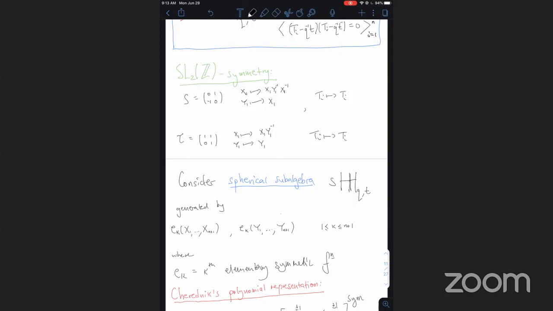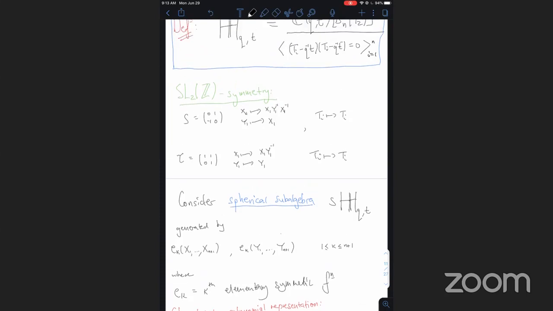Sorry, may I ask, is this SL2 action the actual action or some action up to central extension? Yeah, that's a good point. It's actually an action up to a central extension. Yeah, I sort of tried to sweep that under the rug, but it's an excellent point. Yeah, good. Thanks.